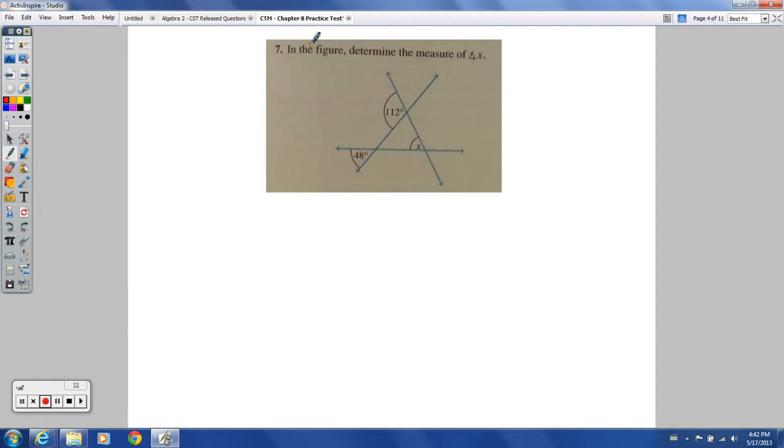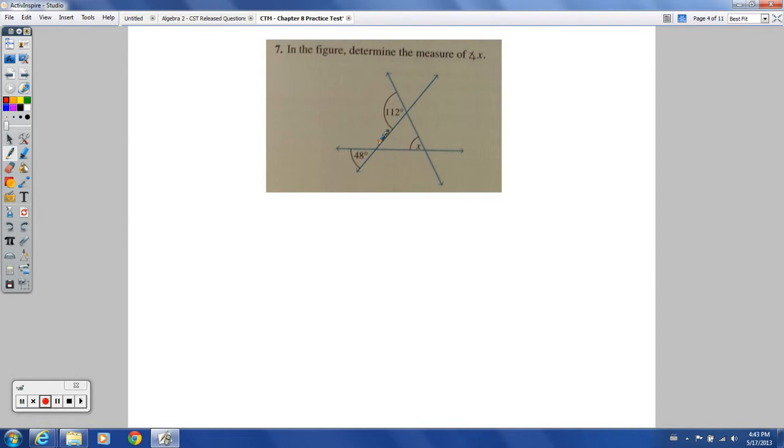Number 7, in this figure, determine the measure of angle X. So here's angle X, kind of playing, I've heard it called the angle game before. What do we got here? So we've got a bunch of different angles.